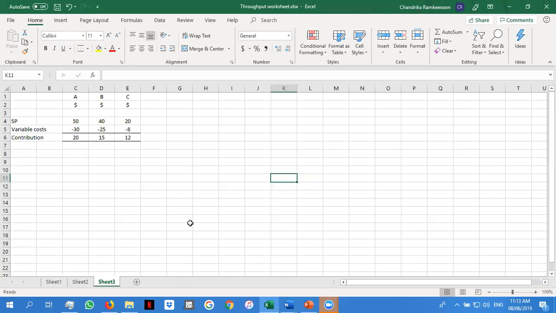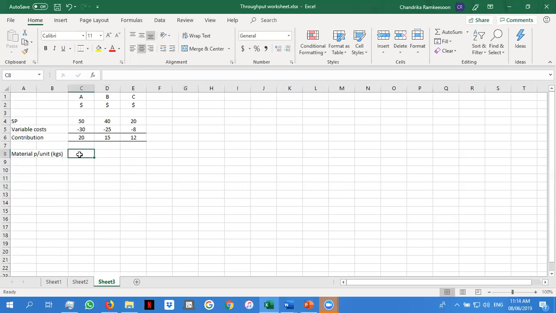With the business here, therefore, the business cannot simply rely on the concept of contribution, but must see which of these three products is making the most profitable use of the material, which is assumed to be the scarce resource here. Now, let's assume that I'll write here material per unit, in kilograms. Let's extend this a little bit, and I'll put 5, 3, and 2. So 1 unit of A needs 5 kilograms of scarce material, 1 unit of B needs 3, 1 unit of C needs 2.